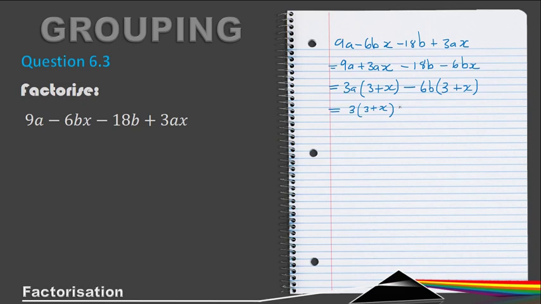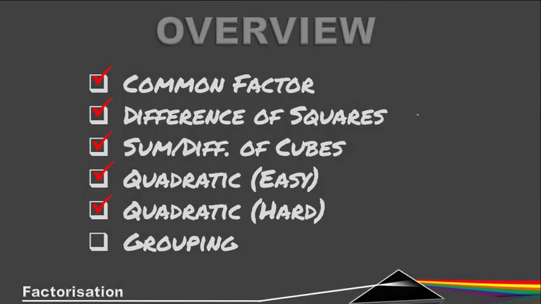So what is left then? If I take out this 3 and I take out this 3 plus x, then the only thing that's left is the a. And then minus, so I took out a 3, so there's 2 left, 6 divided by 3, and there's a b left because the 3 plus x is also gone. So this is generally just 3 brackets 3 plus x, a minus 2b. And we have now worked through all the subsections, so this is it for factorization.